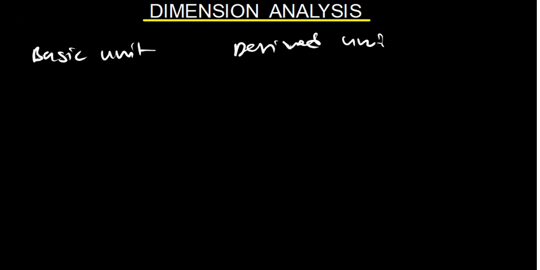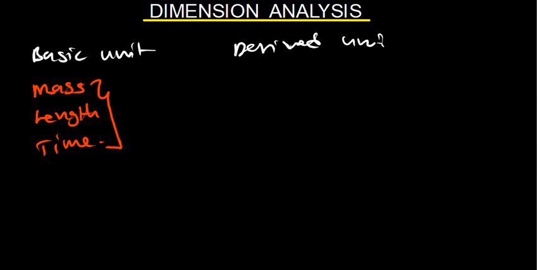But before we do that, we know that we have what we call the basic units and the derived units, or you can say quantities. Now, for the basic quantities, we only have three: mass, length, and time. These three, we can't derive them. They're just there. Those are what we call the basic quantities.